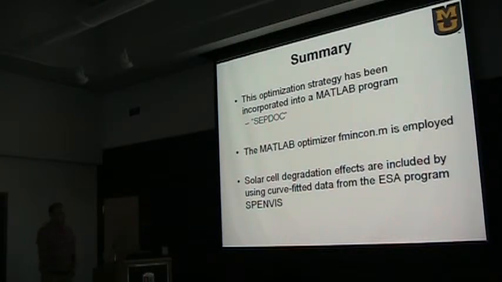So, I'm going to end here. There's not much to show in terms of what the output of this program looks like. It just gives you answers for what's the best transfer and what's the transfer time, say from low Earth orbit to geostationary orbit. So I'm happy to take any questions.